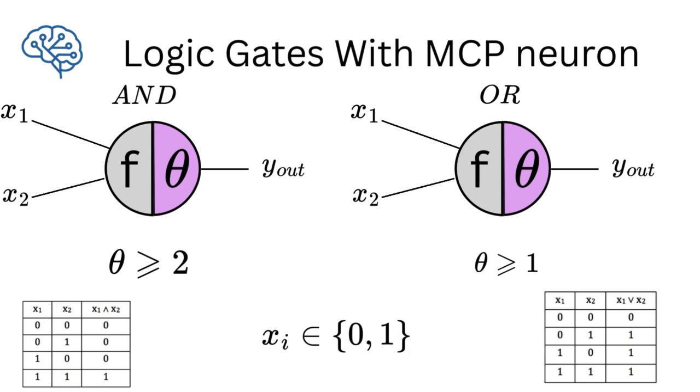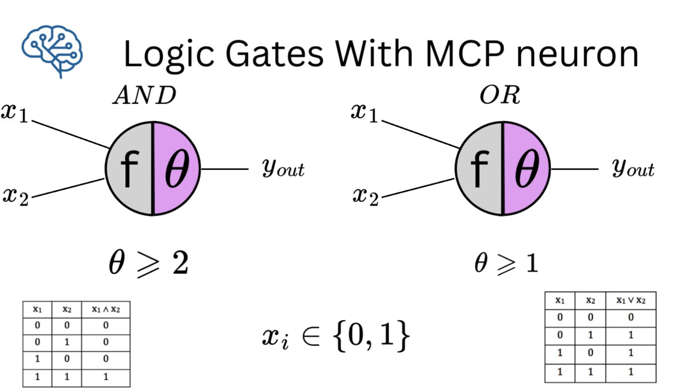If both the inputs are 1, the sum becomes 2. For any other combination, 0 and 1 or 0 and 0, the sum will be less than 2. So we set the neuron threshold to 2. If the sum reaches or exceeds this threshold, the neuron fires and outputs a 1. If it does not, the output remains 0.